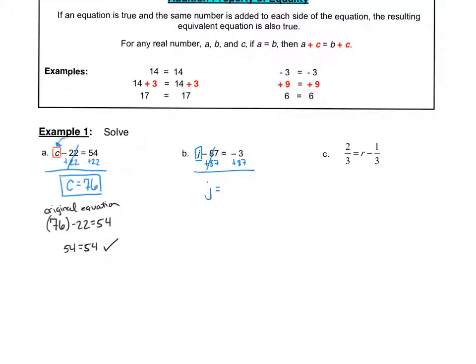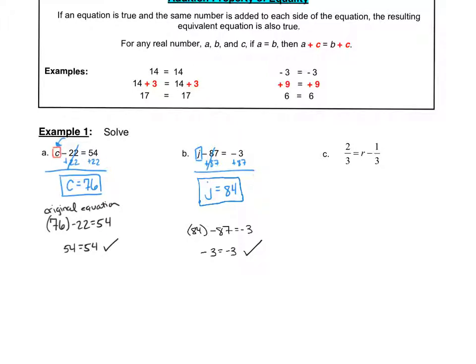So J equals, and that's going to be positive 84. I'll show you how to use your calculator with negatives if you want to learn that. Remind me, we'll do that in class. So J equals 84, and then we're going to plug that in. So J is 84 minus 87, and we need to see if that equals negative 3. Well, negative 3 equals negative 3, so that's correct.